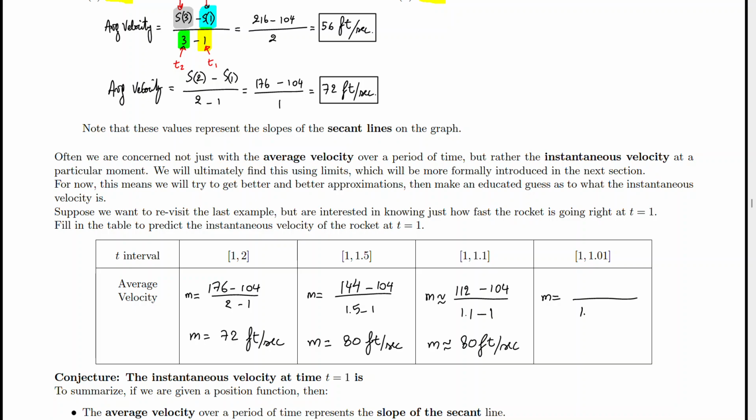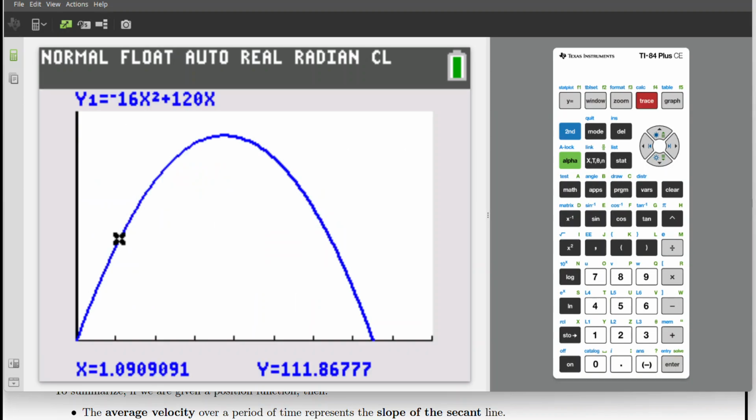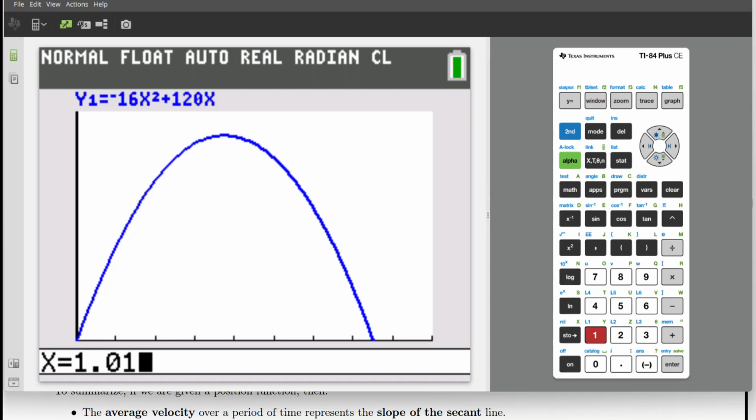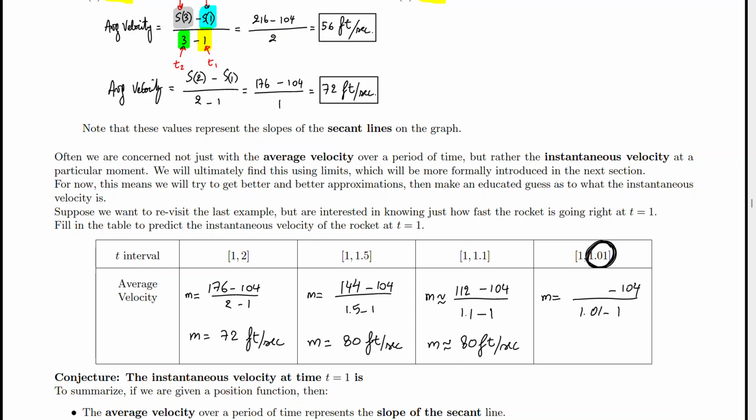So again, the y2 and the x2 and the x1 and so on and so forth. So what do we do here? We have 104 already on the numerator. We need to know what the value for the y-coordinate is going to be when the time is equal to 1.01. So let's go back to our calculator. Click trace 1.01, and it's given me 104.8784. I'm just going to say 105, just rounding it off. So I'm going to use the approximation and put 105 there. So 105 minus 104 divided by 1.01 minus 1.